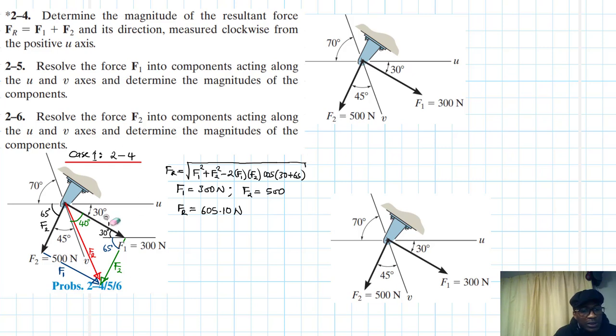Let me just write this somewhere here. I just need some space. We said this one is F1. So now we found this. Now we want the angle from the positive x-axis clockwise. So clockwise, we want this angle here.